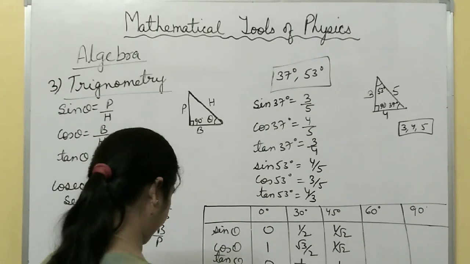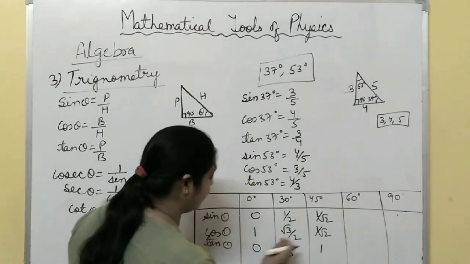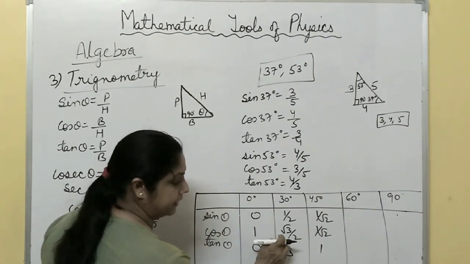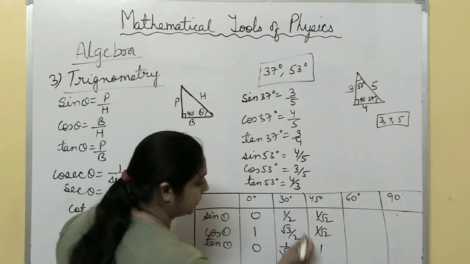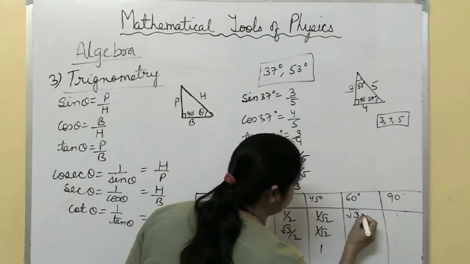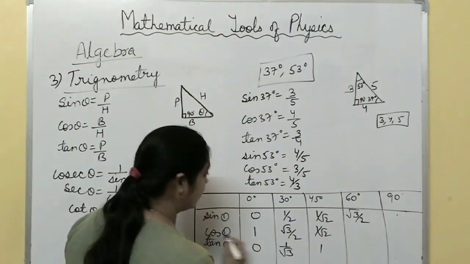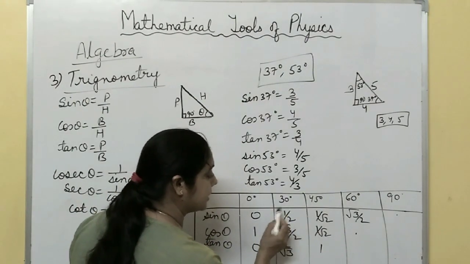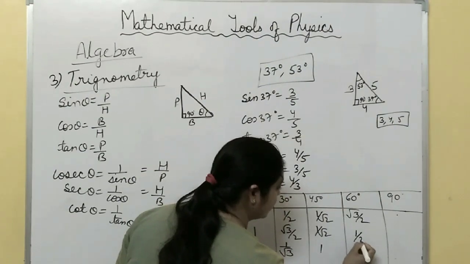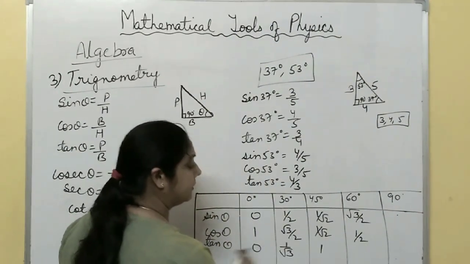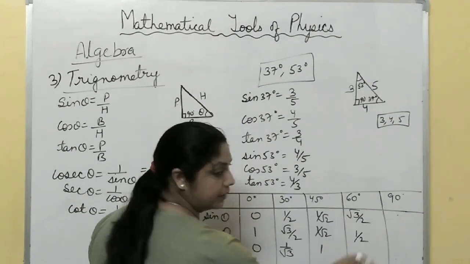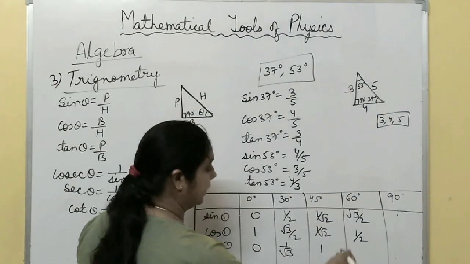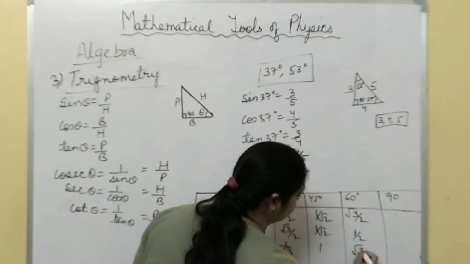After this, 60 and 90 degree. Sine 60 is equal to that of cos 30 degree. And cos 30 degree is what? Root 3 by 2. So sine 60 is also root 3 by 2. Then cos 60 is the same as that of sine 30. Sine 30 is 1 by 2. So this one is also 1 by 2. And then tan 60. You just divide these two. It becomes tan theta, sine by cos. So it becomes root 3.